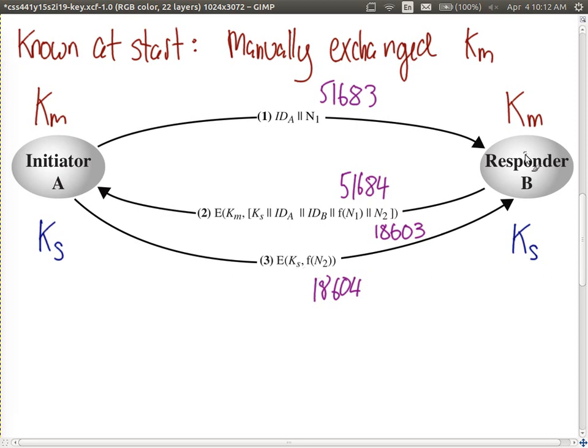To prove to B that we got that second message from B, and we have the session key. And when B gets that, it knows that A has learned the session key, because the only other person that can see KS is the person that has KM. And KM was a master secret shared between A and B. So this is the 3 steps for distributing KS.